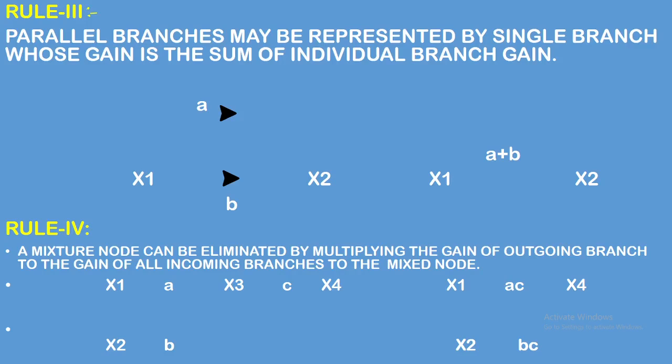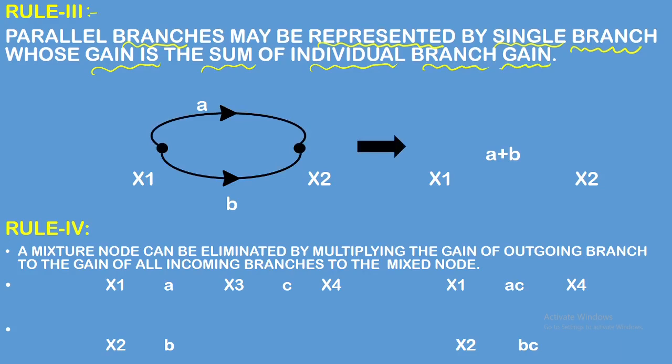See rule number 3, you have parallel branches, which may be represented by a single branch. Whenever you have parallel branches, they can be represented by a branch whose gain is the sum of the individual branch gains. So you have to take a sum of the individual branch gains. Let us take the example here. I have two parallel branches here with the gains of A and B. So whenever you have parallel branches like this, you can represent them with a single branch as the sum of those two gains, that is equal to A plus B.